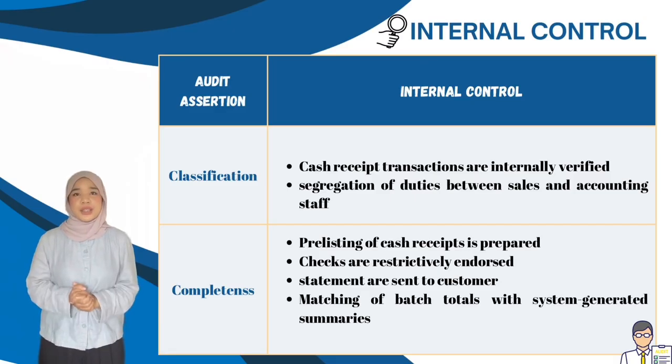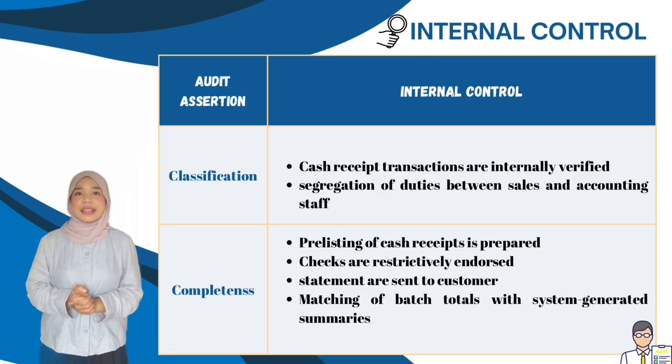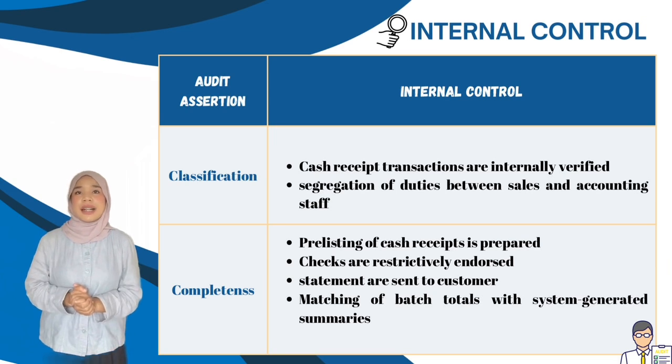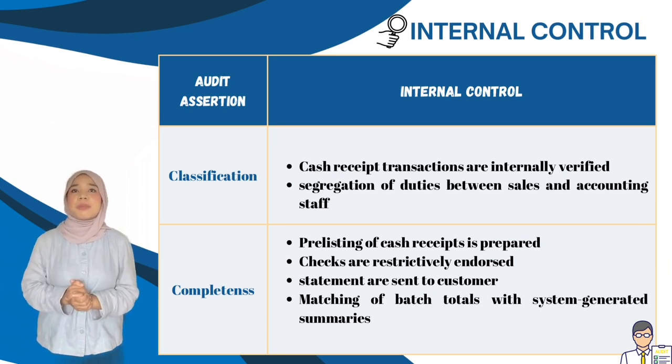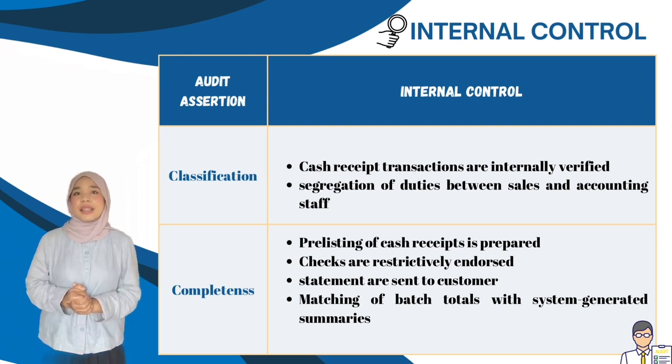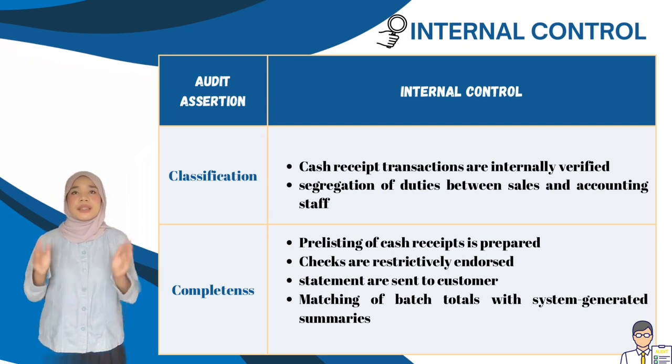Now, for the classification, this is to ensure that the transactions are recorded in the correct account. The first one is that the cash receipt transactions are internally verified. This review process ensures receipts are recorded in the appropriate accounts, such as separating customer payments from loans or other income. The second one is the segregation of duties between the sales function and the accounting department. This is to reduce the risk of error or fraud by ensuring no single person has control over all aspects of transactions. And the third one is that proper classification is important to produce accurate and meaningful financial reports.